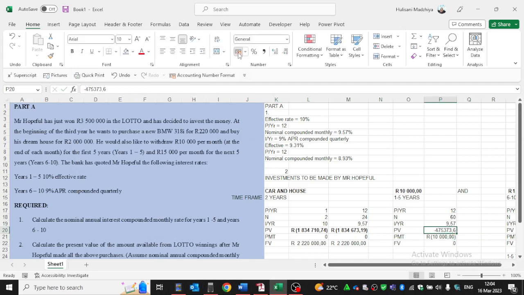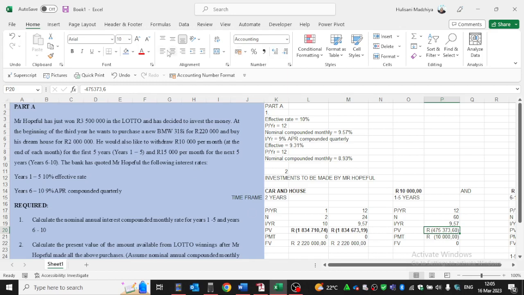This is also the amount that he needs to deposit today as an outflow to his investment account for him to start withdrawing 10,000 at the end of the month until the fifth year, where there won't be anything to withdraw at 10,000, and then from the sixth year it's going to start again withdrawing 15,000, which is a different story. So this is for the 10,000 withdrawal.